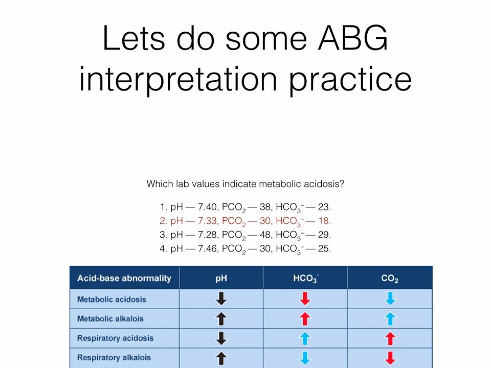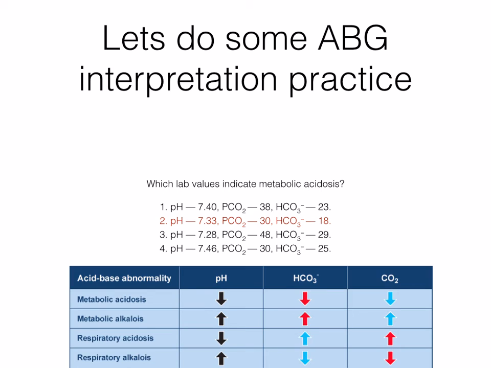And is the same thing happening in number 3 also? So pH is low, carbon dioxide is high, and bicarbonate is almost normal. There's nothing happening with bicarbonate in number 3. It's almost normal. So in number 3 option, the pH is low, carbon dioxide is high, and bicarbonate is normal.